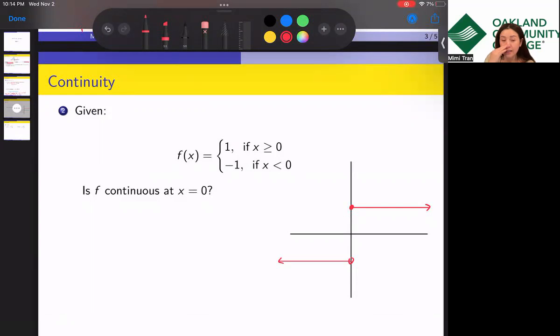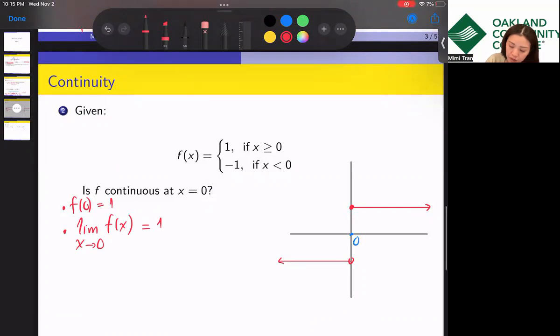Is f continuous at x equals 0? Right there, at 0, the function is defined. Let's see, when x equals 0, what does f of 0 equal? f of 0 equals 1. So it is defined at 0, right? Let's see if it satisfies the second piece, which is that the limit as x approaches 0 from both sides of f of x is indeed equal to f of c, or in this case, f of 0, or 1, right?